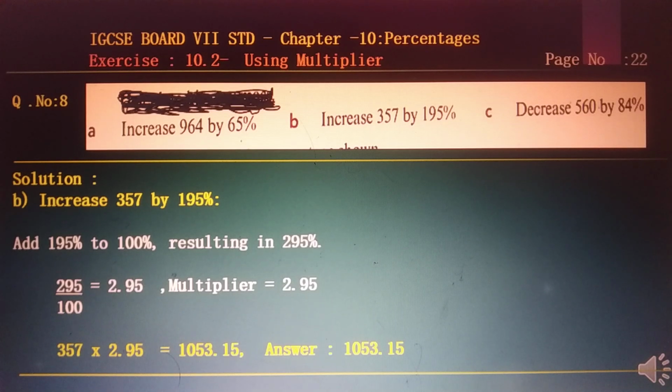Question number B also the same calculations. Increase means add 195 percent to 100, 295 percent. Finally, we are getting multiplier 2.95 multiplied with 357. The final answer is 1053.15.